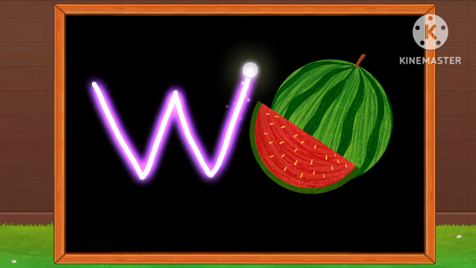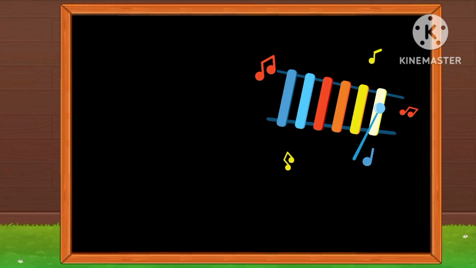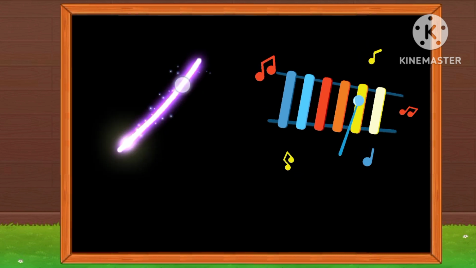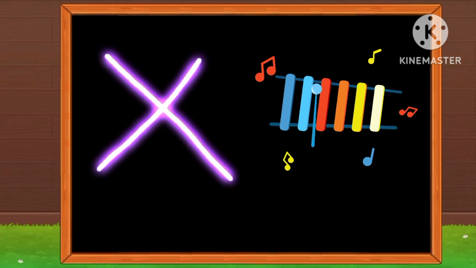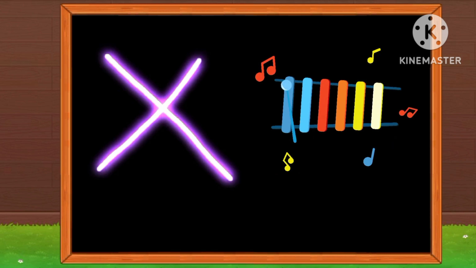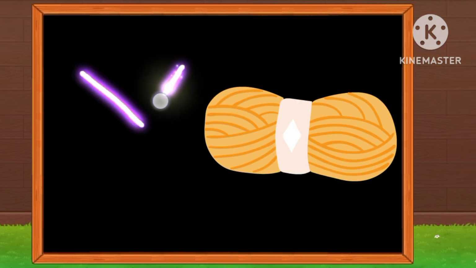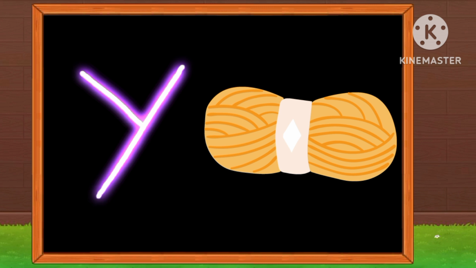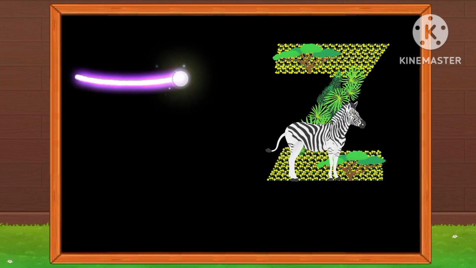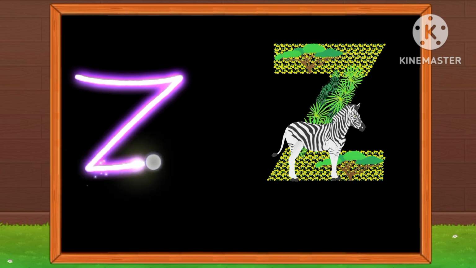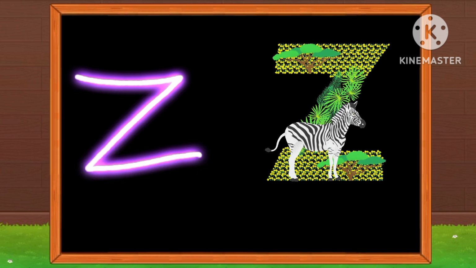W. W for watermelon. X. X for xylophone. Y. Y for yarn. Z. Z for zebra.